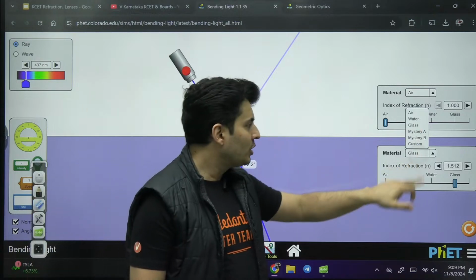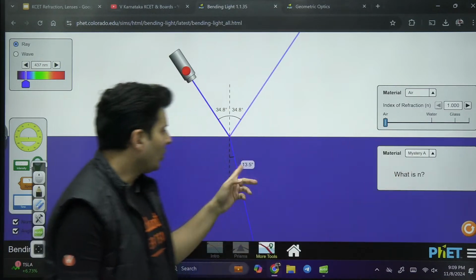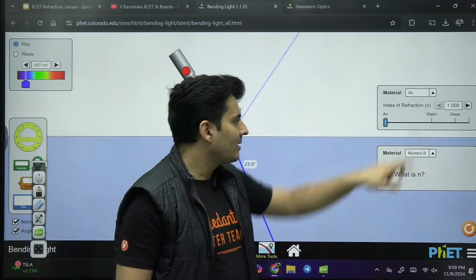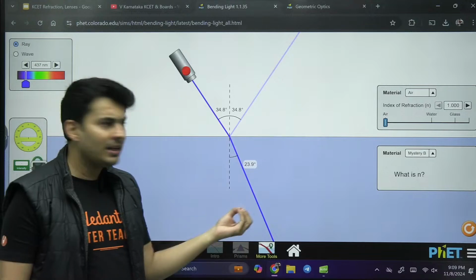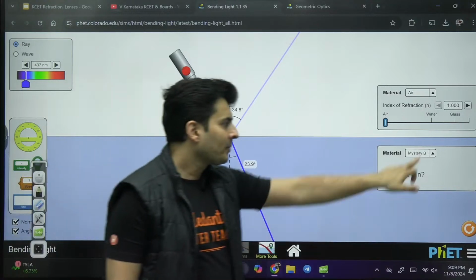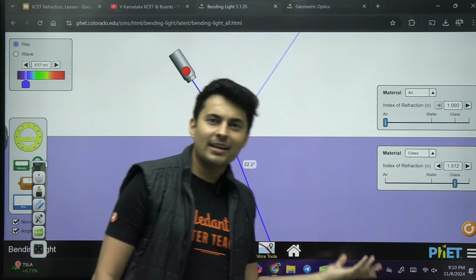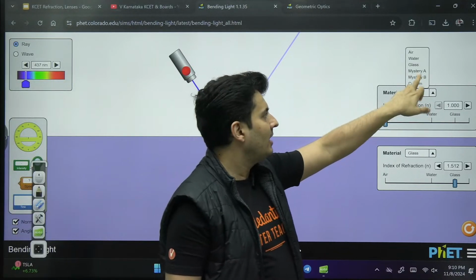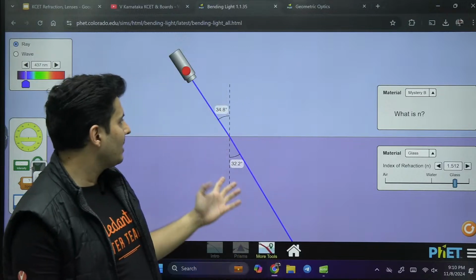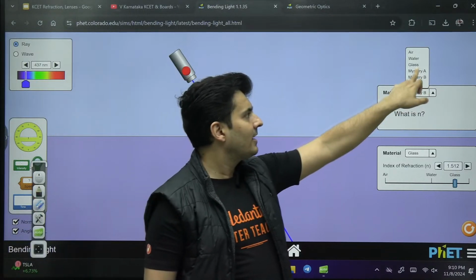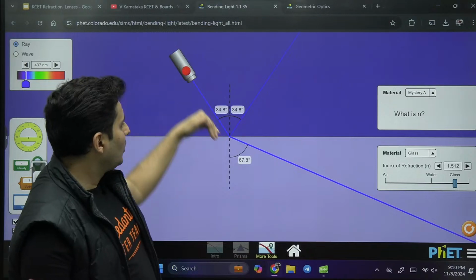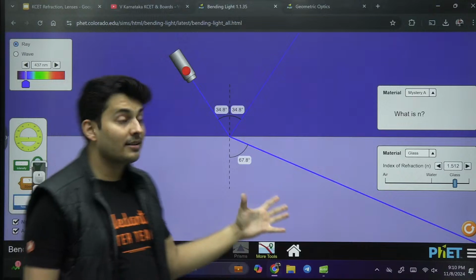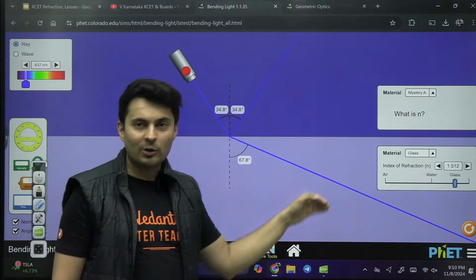What if I choose some other mystery medium? Oh, it has changed even further, 13.5 degrees. Similarly, some other material, 23.9 degrees. So if I choose a different material, it changes accordingly. I can choose the above one, let's say some weird material, mystery B or mystery A. You can see the light has gone from here to here. From this, it is very evident this is dense, this is rare, because the light went away from the normal.